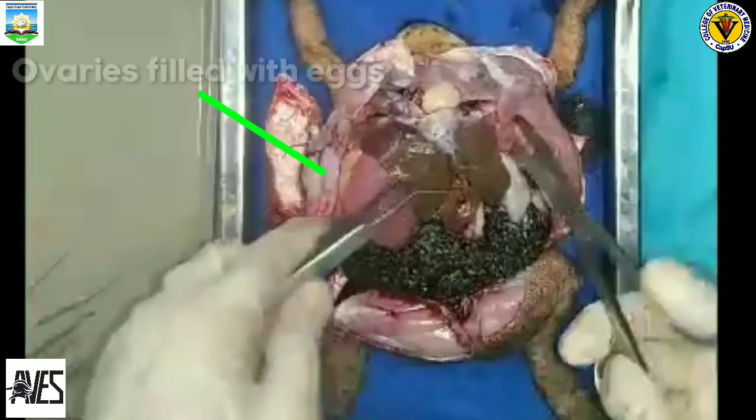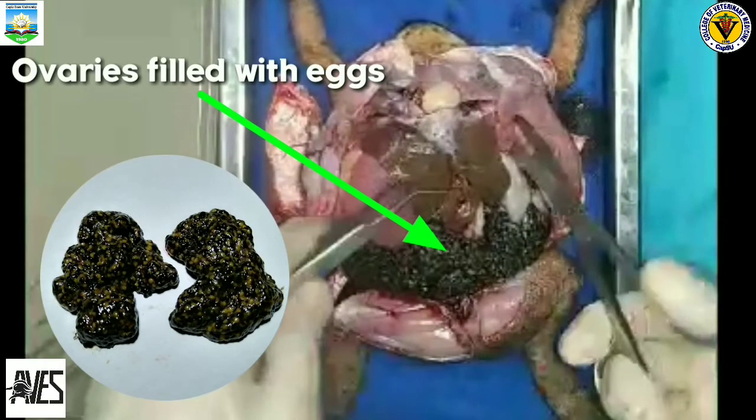We can see the ovaries filled with eggs of a female frog. This is one of the internal evidences to determine the sex of a frog. So this frog that we dissect is a female frog. We can notice that the ovaries filled with eggs of a female frog are attached to the dorsal body wall.